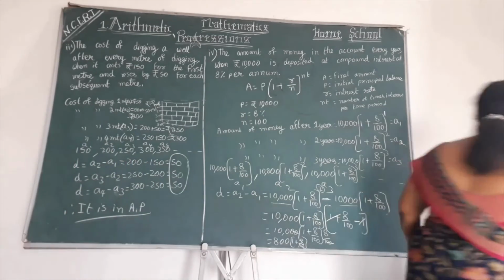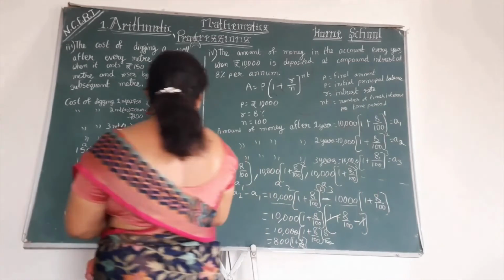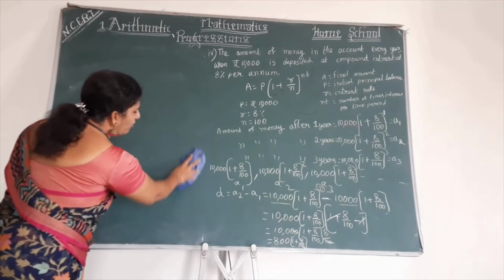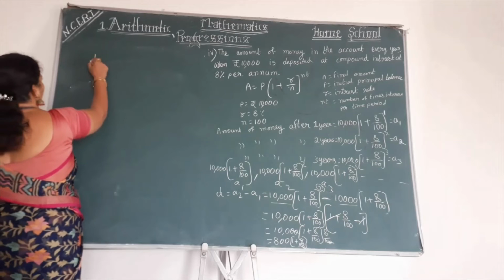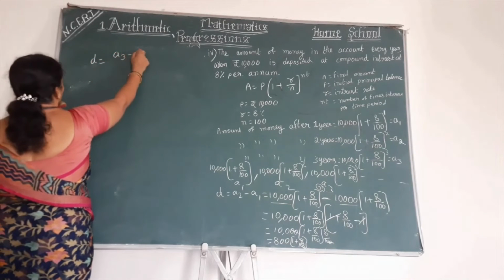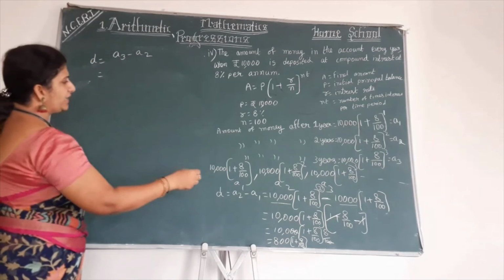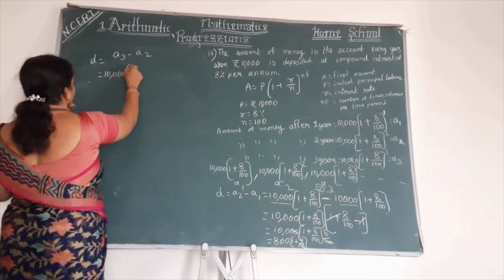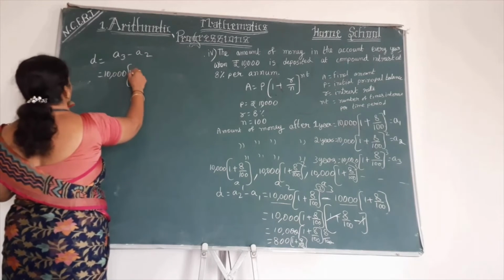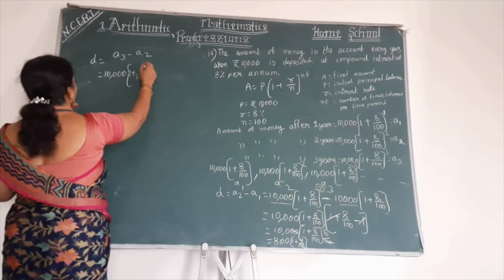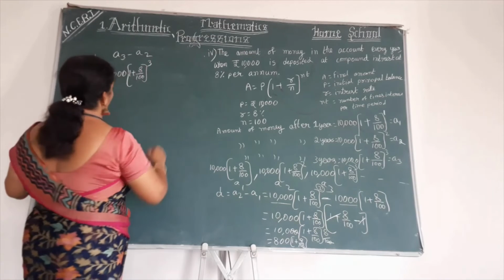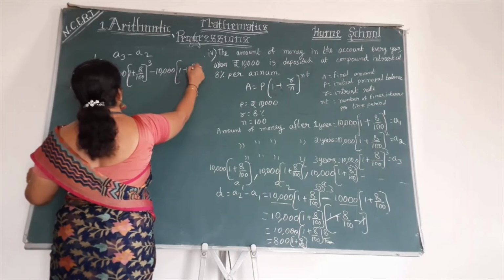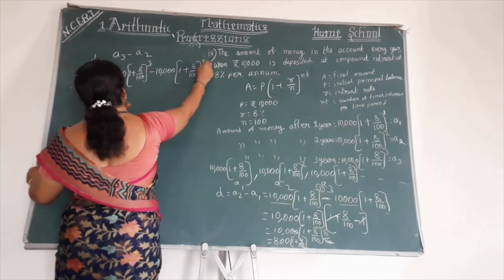Similarly, we are going to see the second common difference. Let me continue your problem here. What is your second common difference here? D equals A3 minus A2. What's your A3 value here? 10,000 into (1 plus 8 by 100) whole cube, minus 10,000 into (1 plus 8 by 100) whole square.